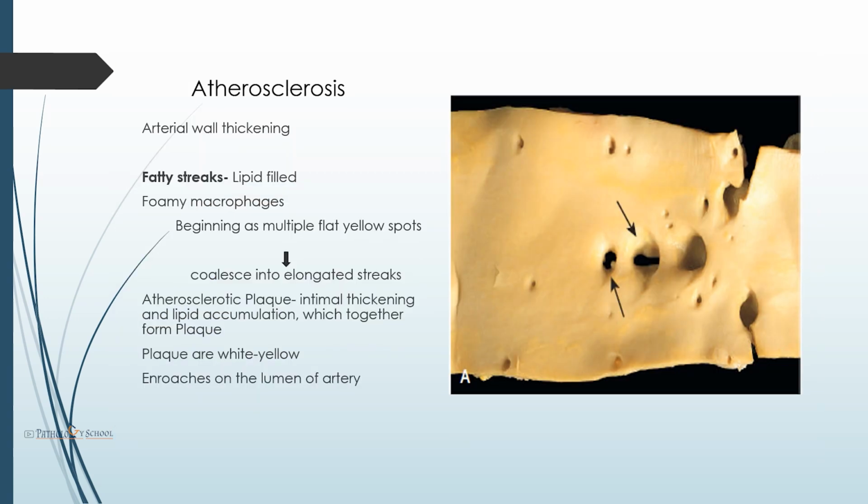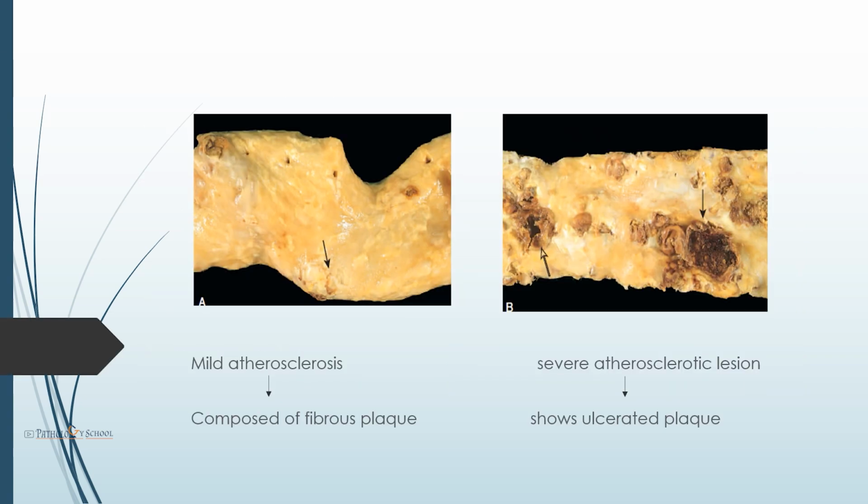Applied anatomy of the heart. First, atherosclerosis. It is an arterial wall thickening. Fatty streaks are seen, which are lipid-filled foamy macrophages. Fatty streaks begin as multiple flat yellow spots which coalesce into elongated streaks. Atherosclerotic plaques are intimal thickening and lipid accumulation which together form a plaque. Plaques are white-yellow and encroach on the lumen of the artery.